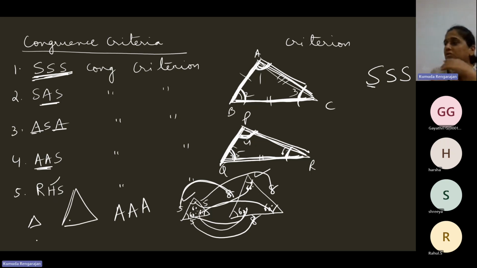So in all these congruence criteria, we have the basic three equalities, the minimum three equalities which are required to be checked to show that the two triangles are congruent to each other. SSS; SAS, two sides and the included angle; ASA, two angles and the included side; AAS, two angles and any other side; RHS, right angle, hypotenuse, side.